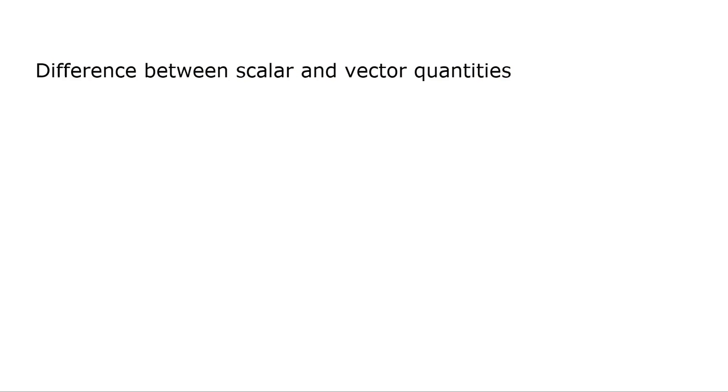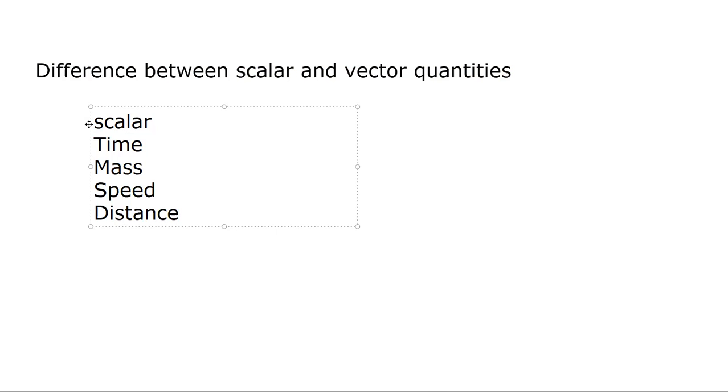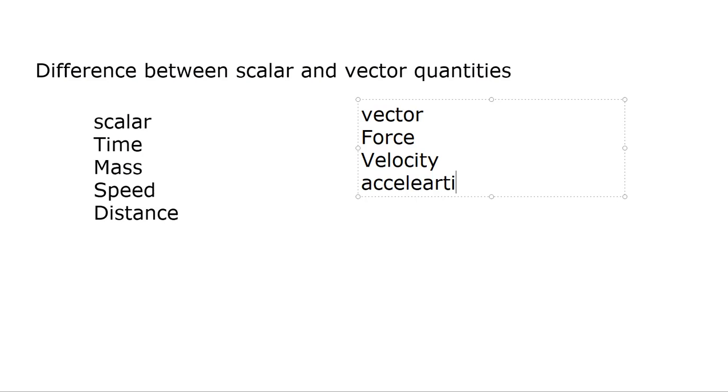For example, let me write some of the scalar quantities here. Time is a scalar quantity. Mass is a scalar quantity. Speed, distance. These are examples of scalar quantities, and the examples for vector quantities are force, velocity, acceleration, momentum, etc.